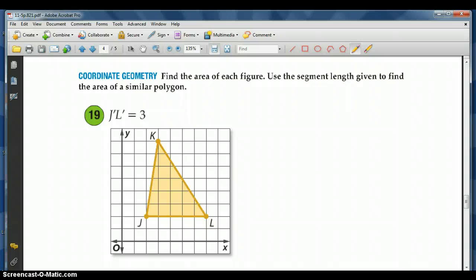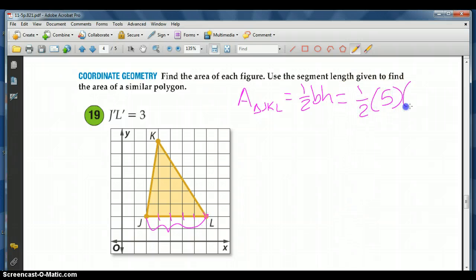Number 19, find the area of each figure. Use the segment length given to find the area of the similar polygon. So the area of triangle JKL is equal to half the base times the height, where our base is 5 and our height is 6. So we get 15 square units here.